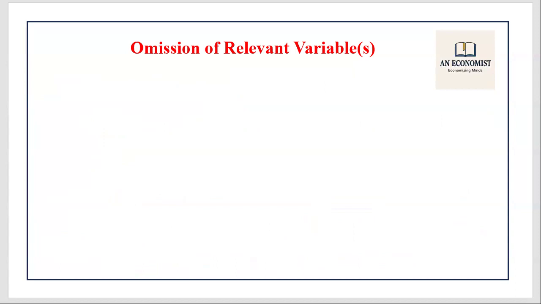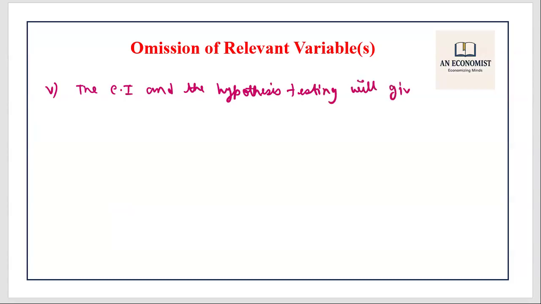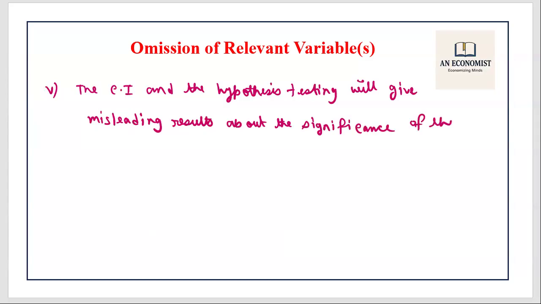Now see the fifth consequence. The fifth consequence will be that the confidence interval, CI, and the hypothesis testing will give misleading results about the significance of the estimated parameters.